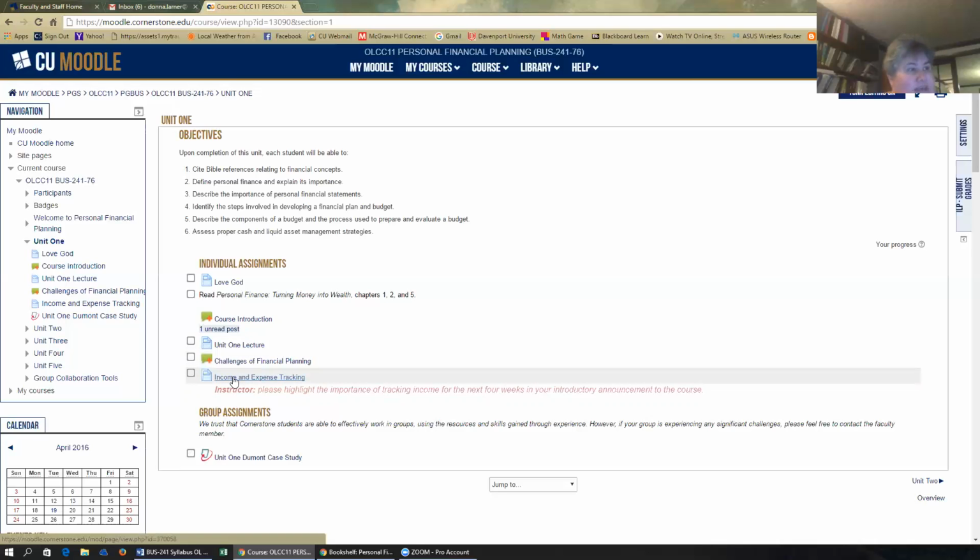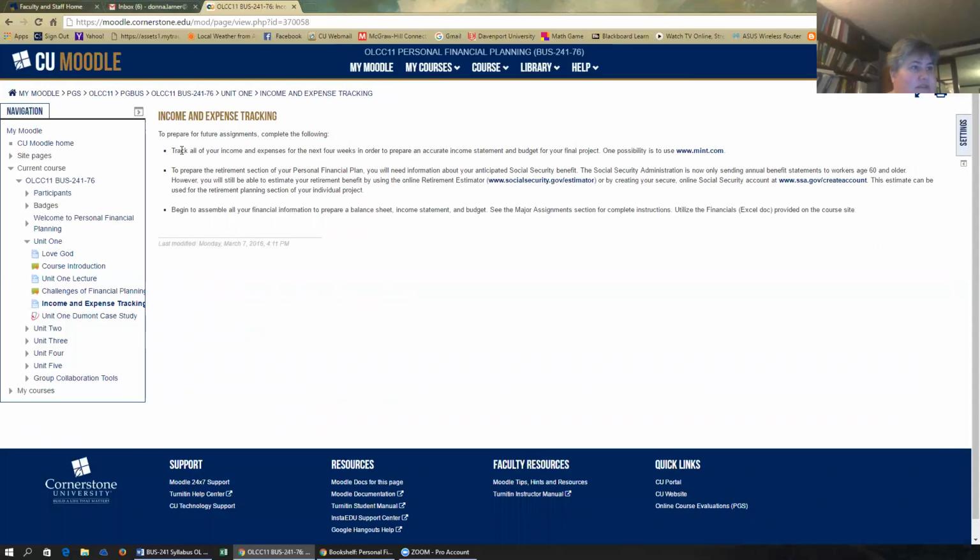Okay, income and expense tracking. If we click on this, you find a description of what you've got to do, some recommendations of places to go. As I told you when I sent you that initial email before the class began, track what you bring in, which isn't usually as hard. It's your paychecks, but track what you spend.